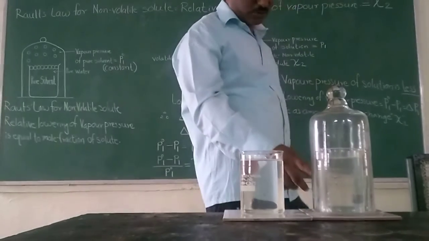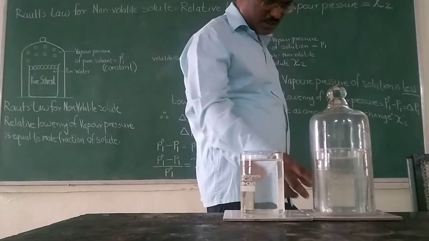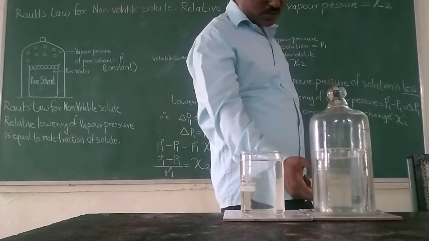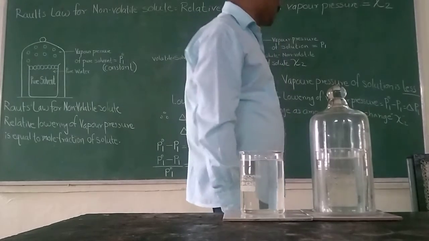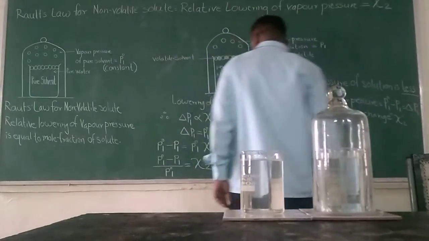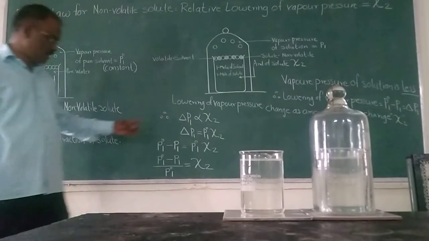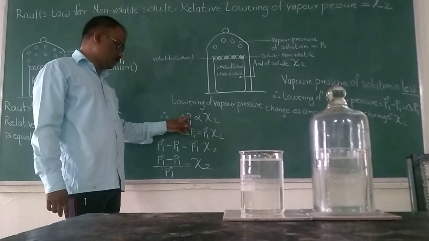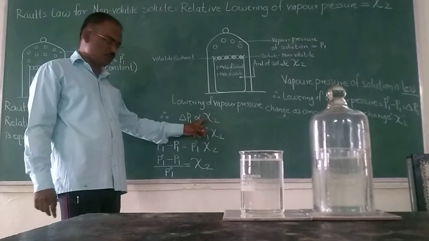Mole fraction x2. Whatever amount of solute is added here is represented by x2. Inside this beaker, the solute present in it is called x2, the mole fraction of the solute. So I can write the equation like this. Therefore, the lowering of vapor pressure is directly proportional to the mole fraction of the solute.